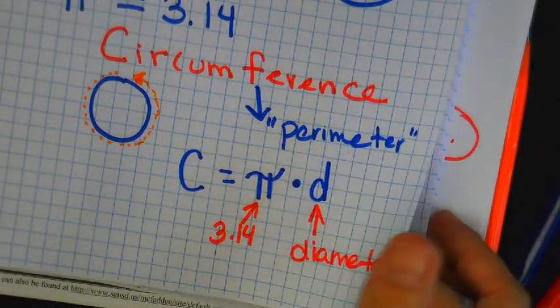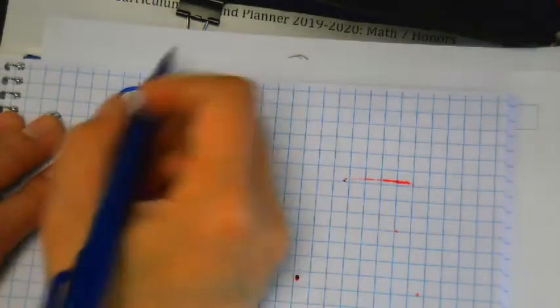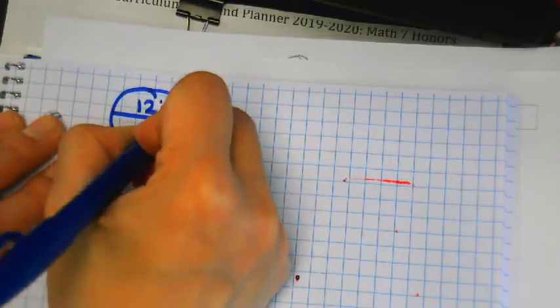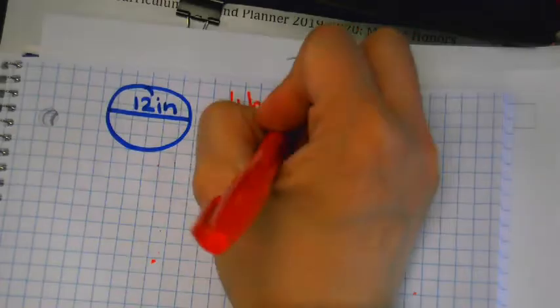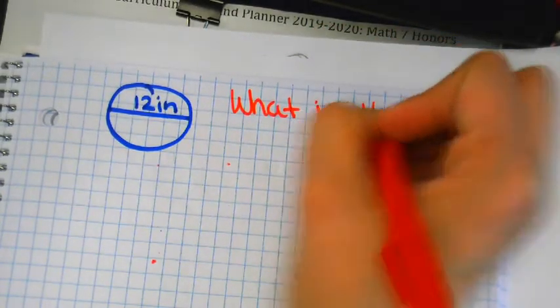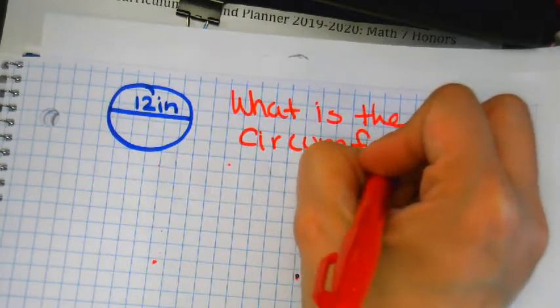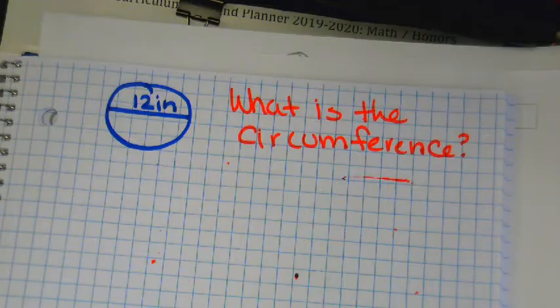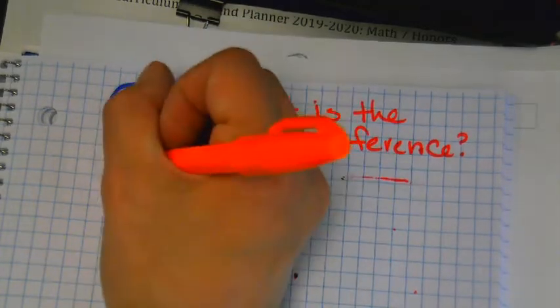So we're going to do a practice problem. We're going to draw a circle with a diameter of 12 inches. My question is, what is the circumference? Does the 12 represent radius or diameter? Diameter. So our diameter is equal to 12.